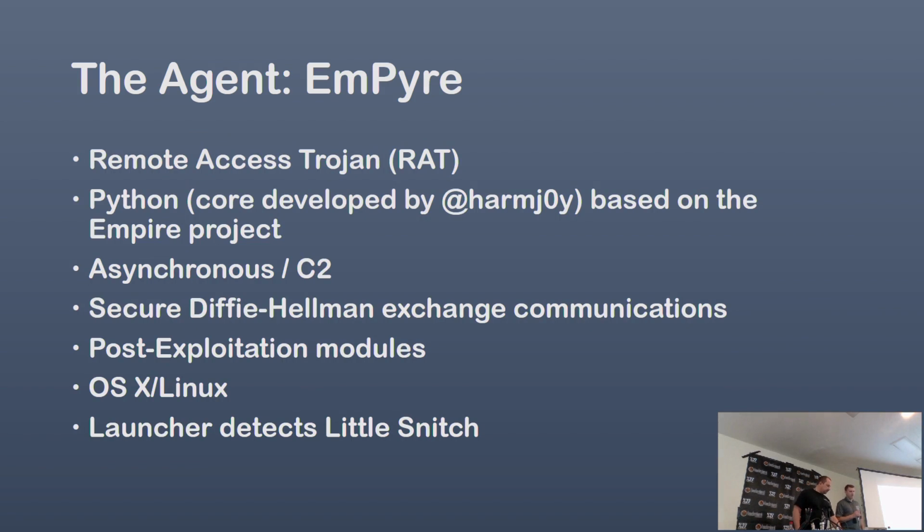So as we talked about before, standard RAT. Pure Python, written for 2.7, and it was developed by Will Schroeder. As we talked about before, his handle is Harmjoy. You probably heard about him before, potentially. He does a lot of stuff on the Active Directory side, and he was really big on developing Empire beforehand. It's asynchronous C2, so it's kind of like most standard agents out there currently.